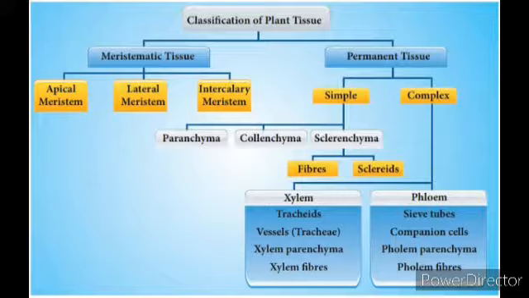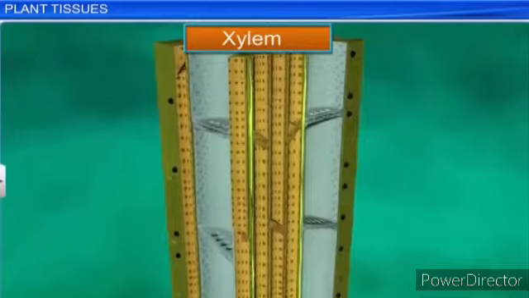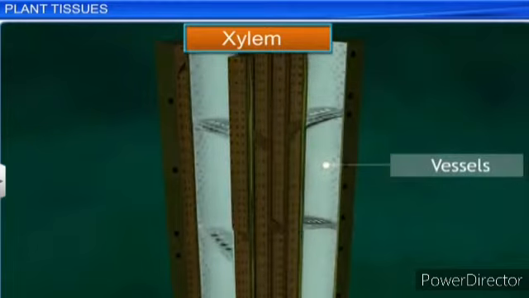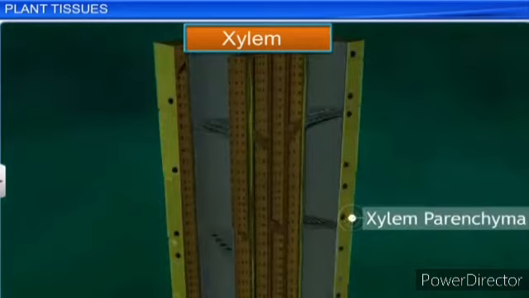Complex permanent tissue. Complex permanent tissue consists of more than one type of cell that coordinate together to perform a common function. These are of two types, namely xylem and phloem. Let's explore the different components of the xylem: tracheids, vessels, xylem parenchyma, xylem fibers.